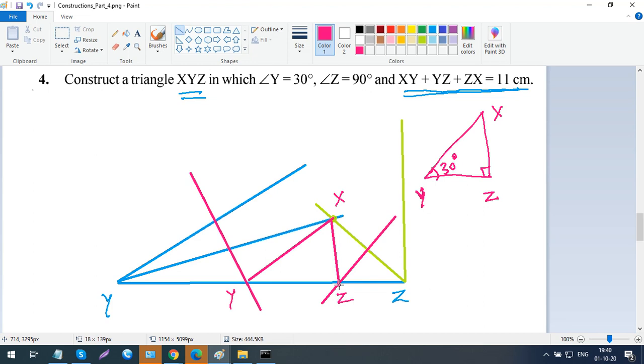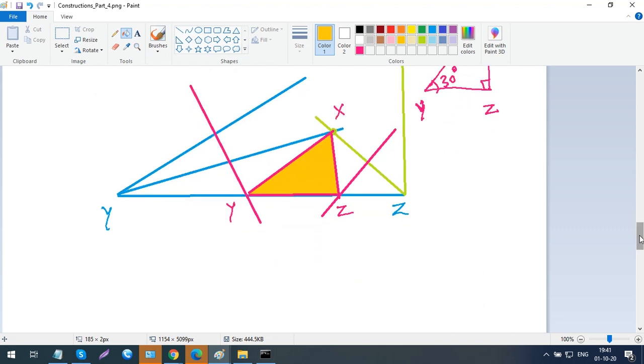And the next thing is XYZ. This is the required triangle. Understood? This triangle inside over here is your required triangle. All right, now come to the last one.